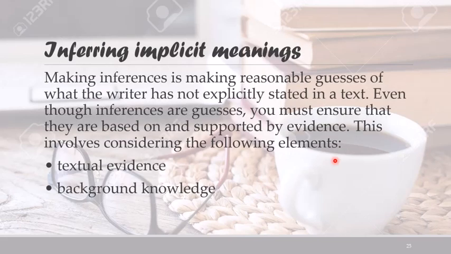What we have done so far in the previous activity is actually trying to infer implicit meanings from a picture. But of course, when it is about paper one, the reading paper, it is about how we can infer implicit meanings from a reading text. So it is all about making reasonable guesses of what the writer has not directly stated in the text. So we are trying to make several reasonable guesses, but they're not just blind guesses, and we have to rely on textual information or textual evidence, at the same time background knowledge.